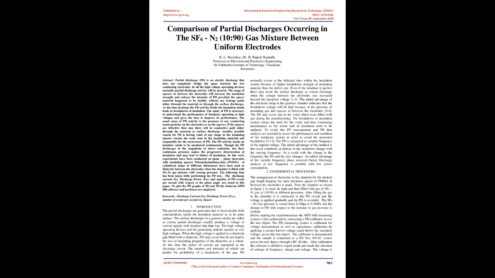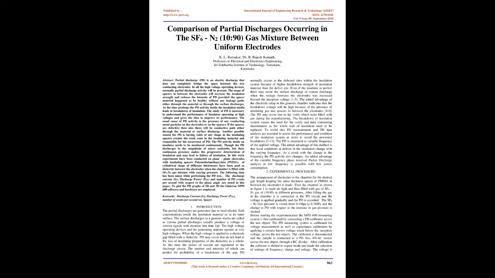In this work, experiments have been conducted on plain electrodes with insulating spacers. Polymethyl methacrylate, PMMA, of cylindrical shape of different thicknesses has been used as dielectric between the electrodes when the chamber is filled with SF6/N2 gas mixture with varying pressure. The following data has been taken while performing the PD test: the discharge current, ID, discharge power, Ds, and number of PD events per second with respect to the phase angle, are noted in this paper.